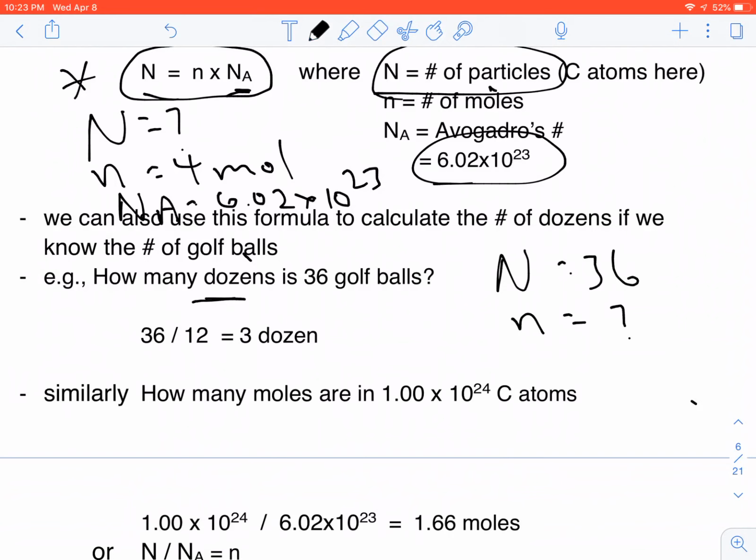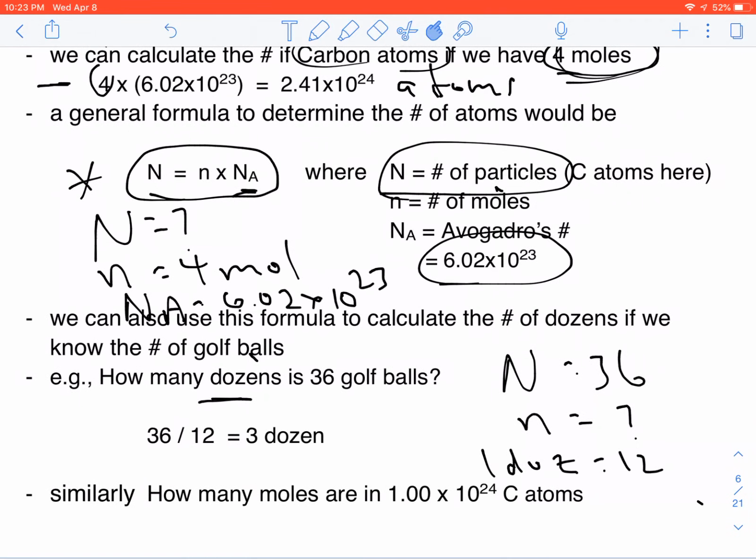And my conversion is my dozen conversion. 1 dozen equals 12. Okay, similar to Avogadro's number. Avogadro's number is 6.02 times 10 to the 23rd, and a dozen is 12. So, if that's the case, I can now figure out little n using my formula from up here, right?